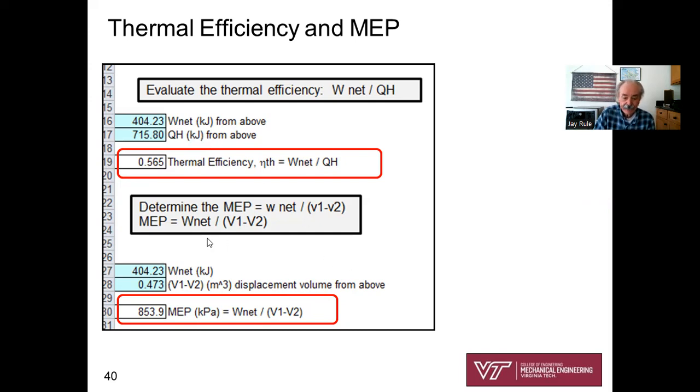The mean effective pressure, I still can't remember it in my head. So the W net divided by the displacement volume. Again, plug and chug in our calculator, 853.9 kPa. Kilojoules divided by cubic meters, the units work out to kPa. You can just about do that in your head. If you can't, write it out with pencil and paper.